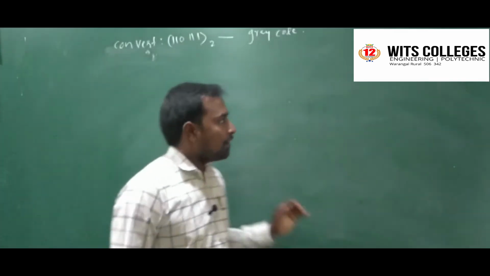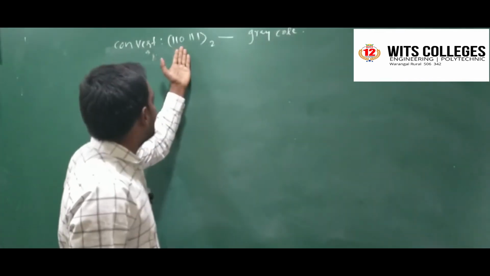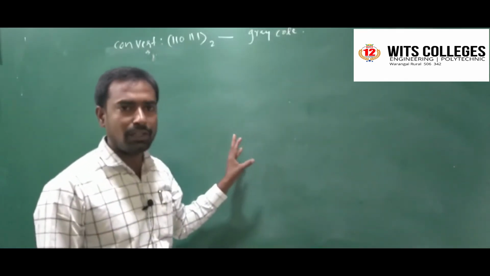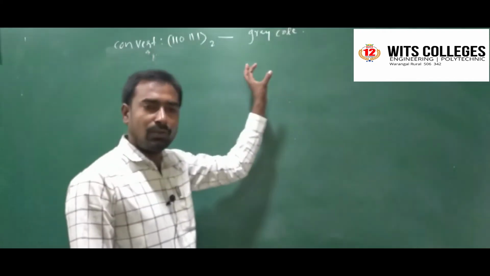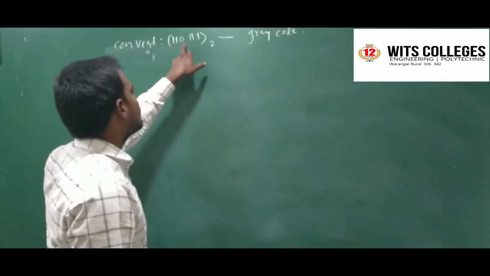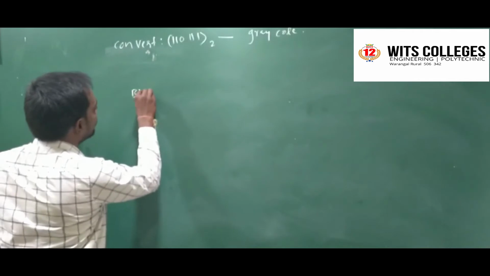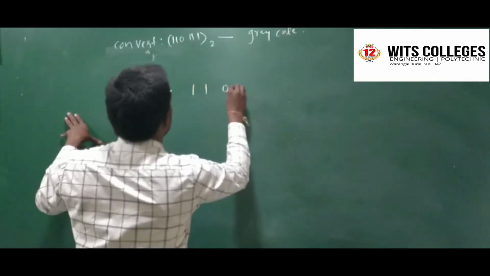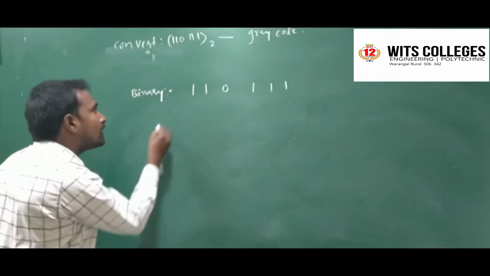Next, convert the binary number 1110111 to Gray code. Here Gray code is a reflective code, and when converting a binary number into Gray code, we take the first digit as common and then add the digits one by one successively. So here I am taking the binary digits, and here is the equivalent Gray code.